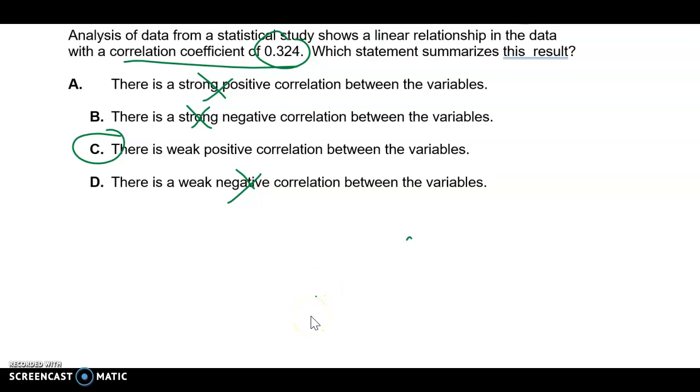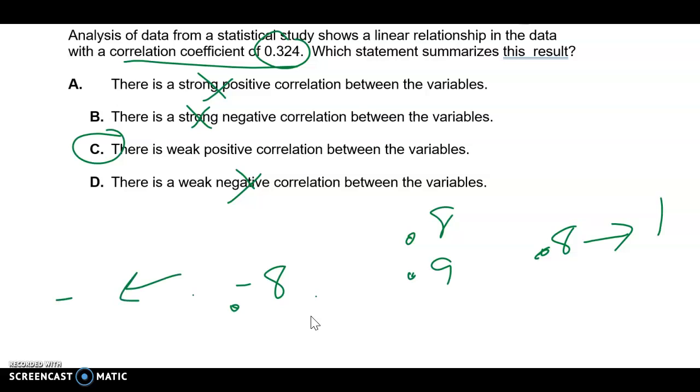We're looking at 0.8, 0.9, anywhere from 0.8 and above to 1 would be strong. Negative 0.8 and below to -1 would be strong. If I have a 0.5, halfway in the middle, it might not be considered strong at all. I'm looking for 0.8s and 0.9s to be strong.